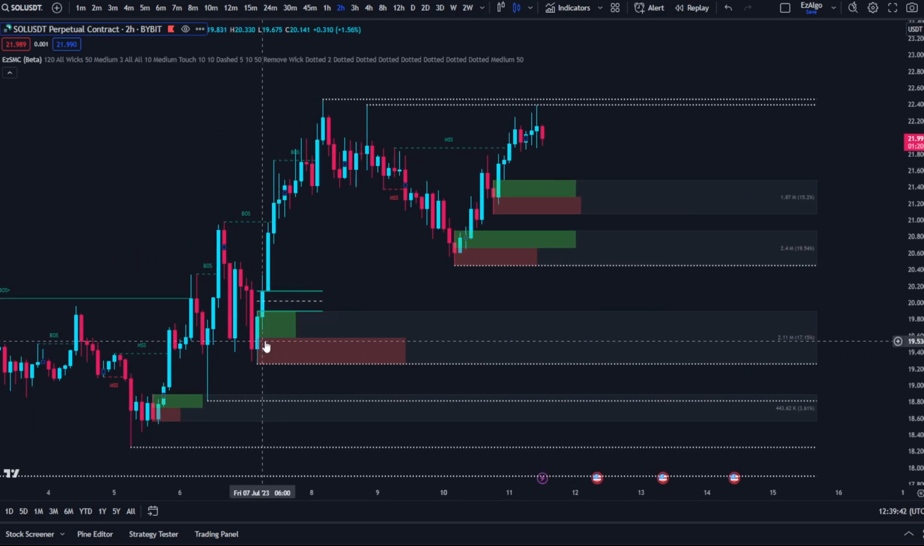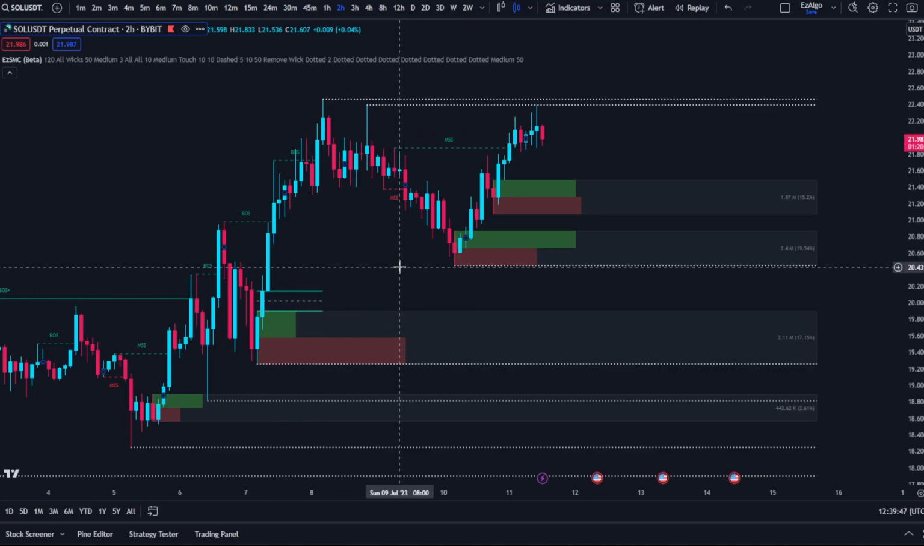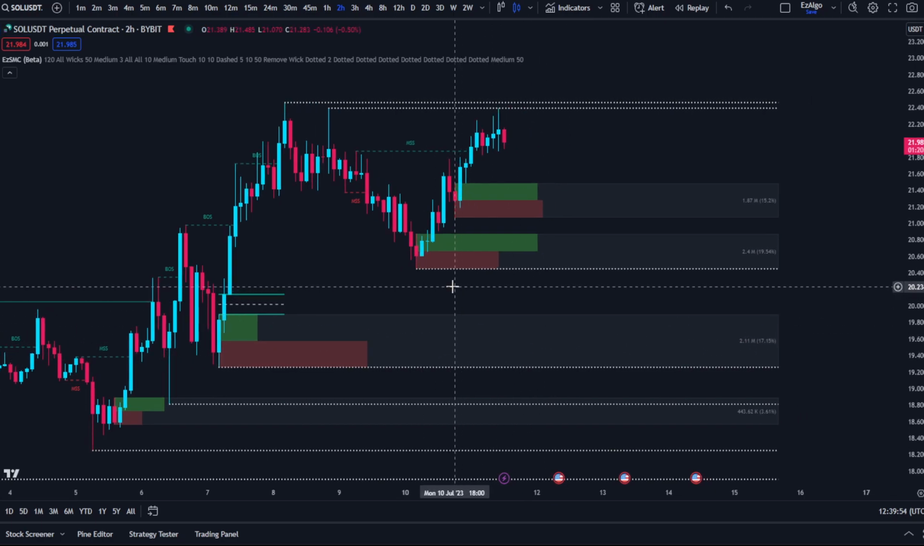Institutions are setting their bids here and they push the price up too fast so they can't fill all of their orders. So what are they going to do? Well, they're going to push price back down to fill the rest of their orders. So this is the most optimal use case of the order block.